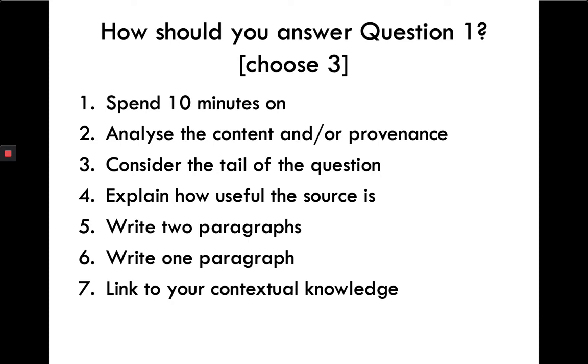Okay, that was a minute. You'll see in the next slide, green are the ones that are to do with answering the question, red are the incorrect ones. So, firstly, as I said earlier, don't spend more than 6 minutes on it. You need your time for the rest of the paper. 2 and 3, yes, you need to analyse the content and/or provenance, and you need to consider the tail of the question. 4, you don't need to explain how useful the source is, nor, number 5, do you need to write 2 paragraphs, which links into number 6. You need to write 1 paragraph, and you need to link to your contextual knowledge.